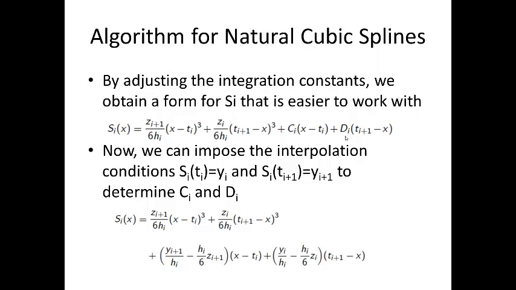We can impose the interpolation conditions S sub i of t sub i is equal to y sub i, and S sub i of t sub i plus 1 is equal to y sub i plus 1, and determine C sub i and D sub i. Notice that if we differentiate the first equation twice, we end up with the second derivative that was shown on the previous slide. And when the Z sub i values have been determined, the spline function S of x is obtained from the equations of the form S0 of x, S1 of x, through S n minus 1 of x. Now all that needs to be done is to determine the Z sub i's.